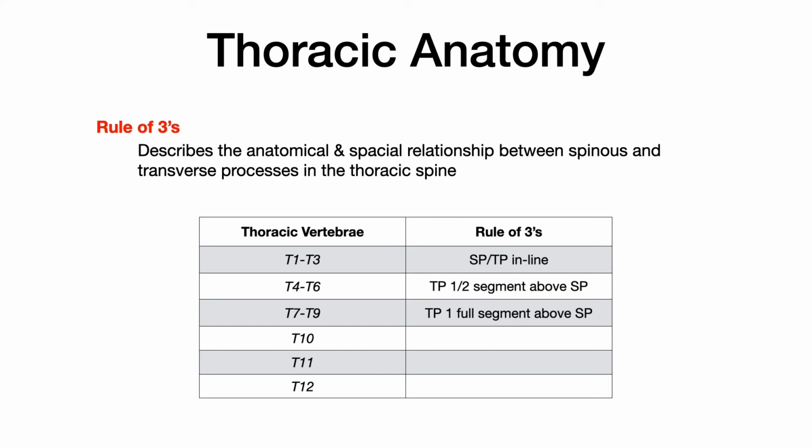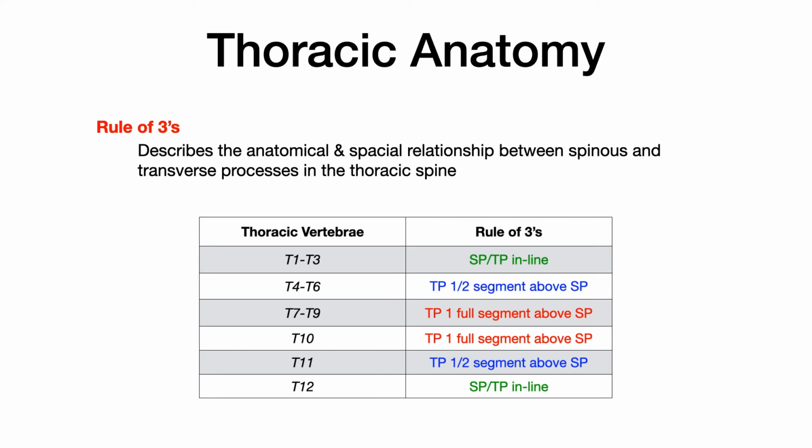Now from T10, T11, and T12, we fill in those three rules using the three rules that we already filled in, but now we just go backwards in reverse order. So T10 will follow the same rule as T7 to T9 because we're just going backwards in reverse order. T11 will follow the same rule as T4 to T6. Again, we're going backwards in reverse order. And lastly, T12 will follow the same rule as T1 to T3, again, because we go backwards in reverse order.